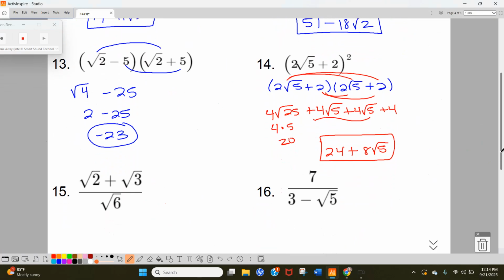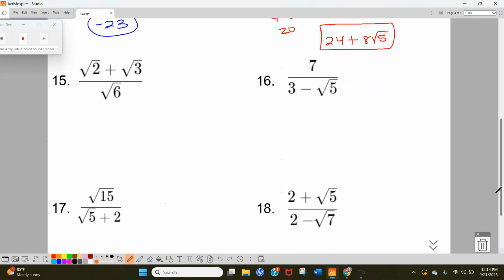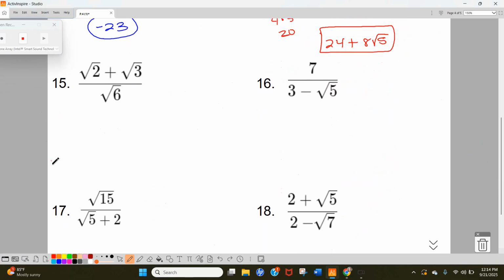All right, so these last few, if we are dividing radicals, which is what's happening here, we have to rationalize the denominator, which we did a little bit of in a previous lesson. So for this one, this shouldn't be too foreign to you. If we're going to rationalize the denominator here, then we just need to multiply by root 6. So we do that on top.